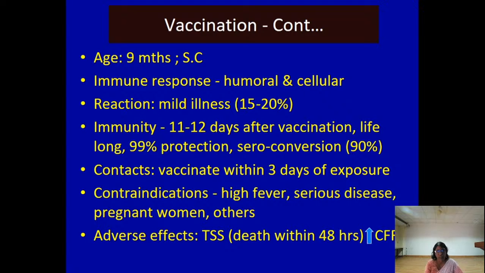Yes. Contacts: if there is a measles case, all the contacts have to be vaccinated within 3 days of exposure. What are the contraindications for this vaccine? It is usually high fever, other serious diseases, then pregnant women, others. Adverse effects: TSS, death within 48 hours, and it will increase the case fatality rate. That is also one of the adverse events if it is a TSS.